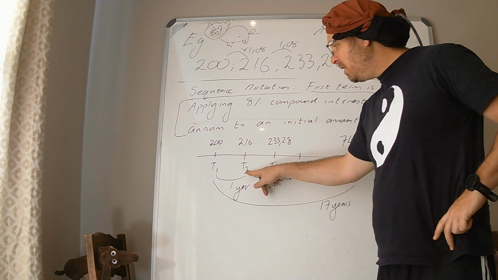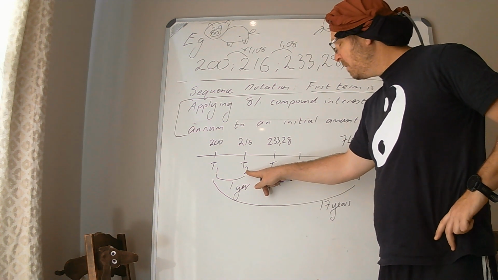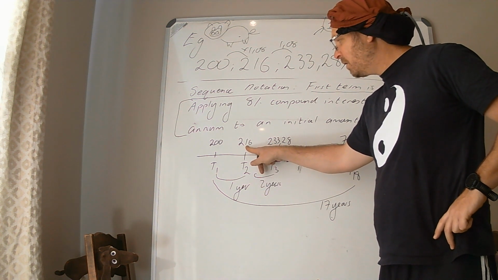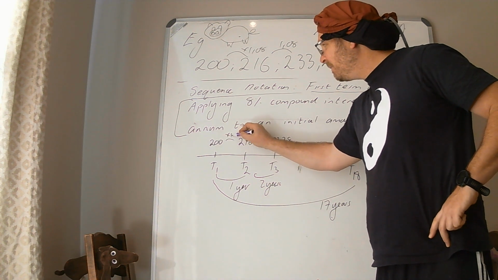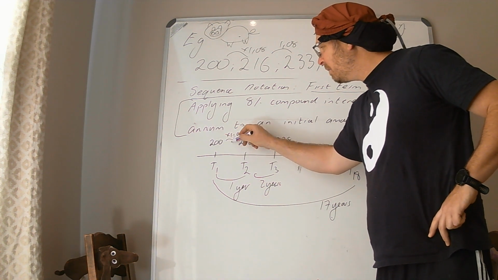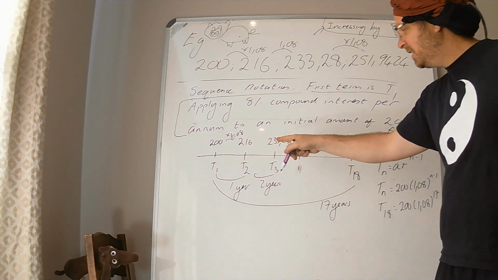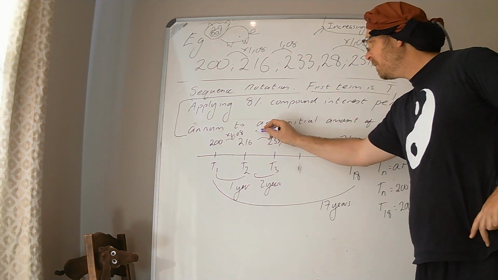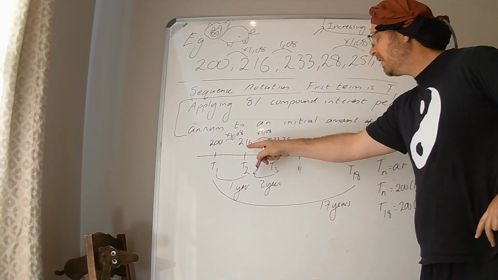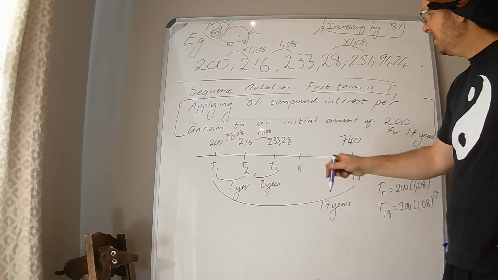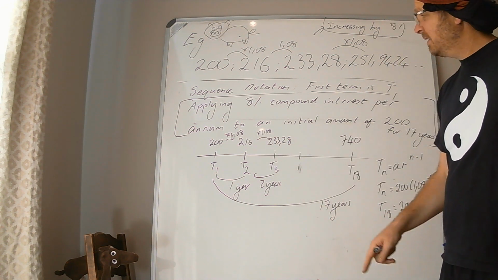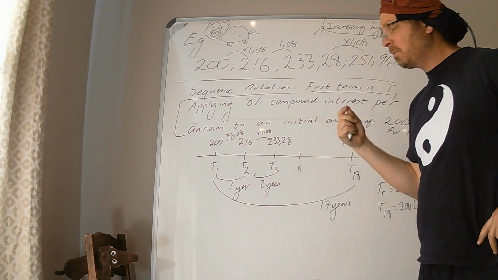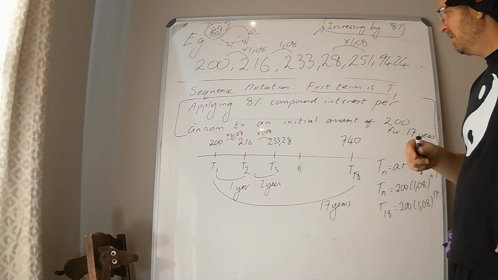So after 1 year, if you applied 8% interest, in other words, you times by 1,08, after 1 year you'd have 216 Rand. If you then times that by 1,08, because it's compound interest applied to the interest previously earned, you'd have 233,08. So remember, timesing by 1,08 is applying interest of 8% for the year.